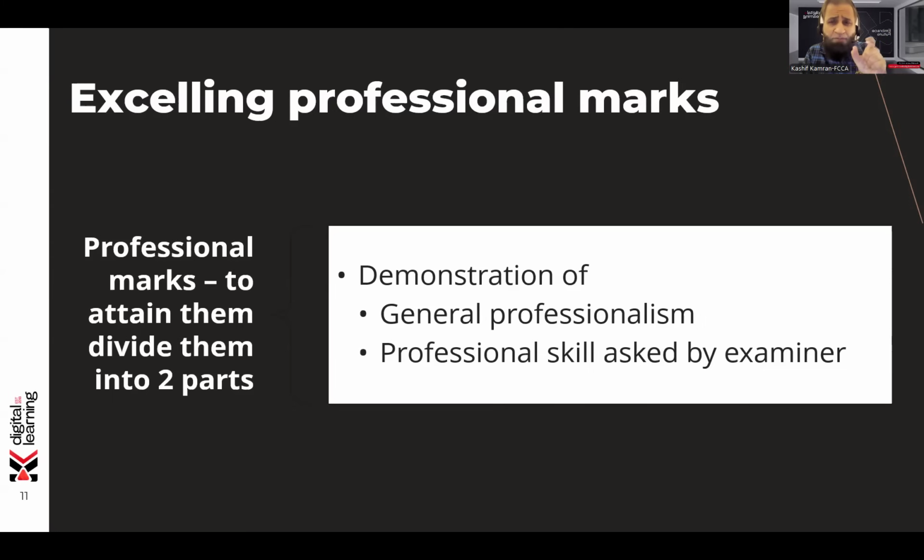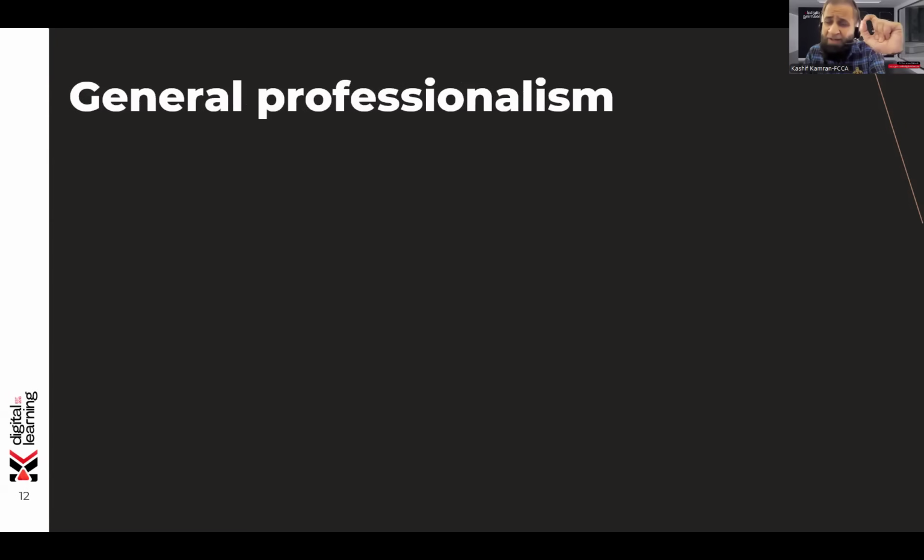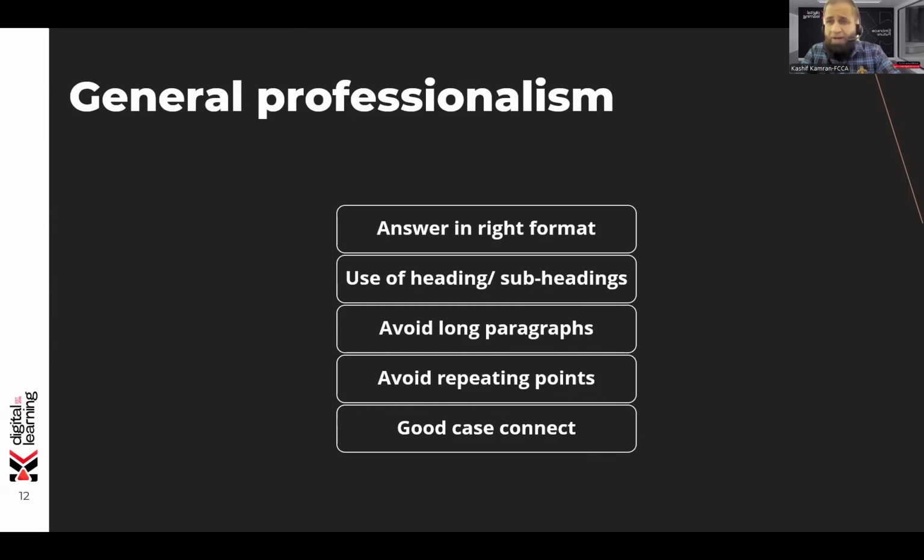Let's look at the breakup of demonstrating the journal professionalism and then demonstrating the skill and how we can excel on that. First, the journal professionalism. This is so easy. I don't understand why students lose marks on journal professionalism. This is something so easy and you can gain so many marks here. Answer in the right format. Letter, memo, briefing note, whatever. Read the requirement, what format to use.